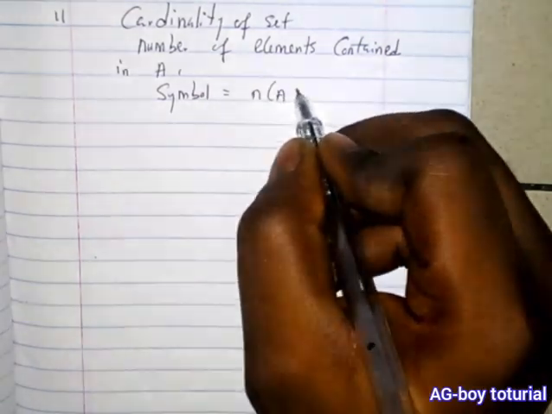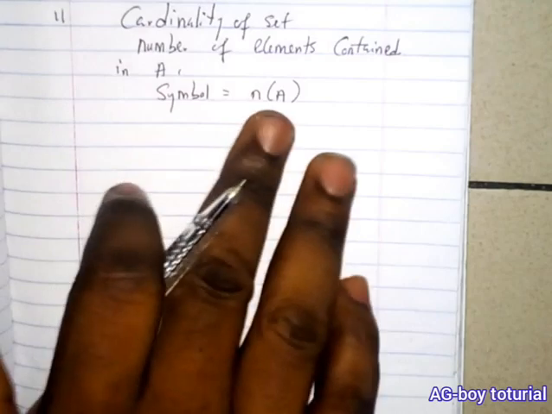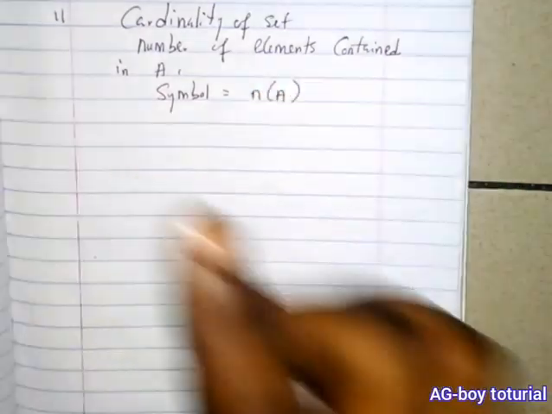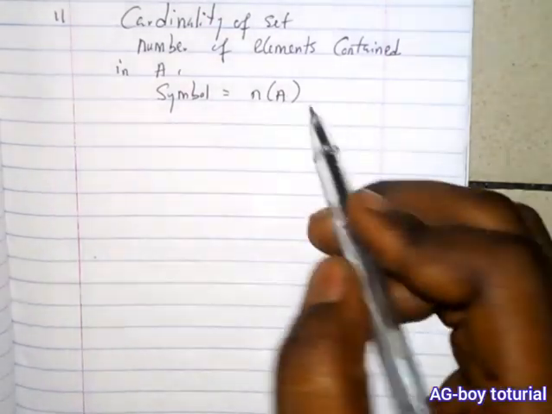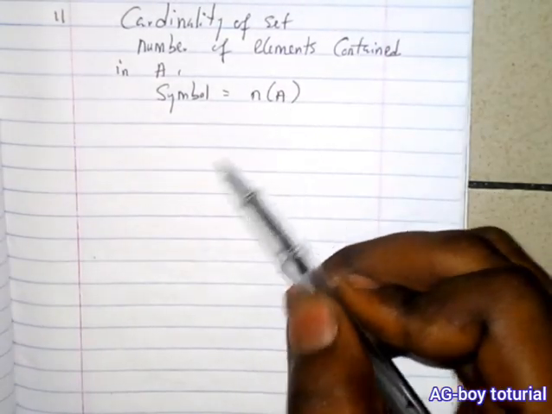N, brackets open, A, then brackets close. So this is how this symbol looks like. If it's B, this A will change to B. If it's cardinality of C, this A will change to C. If it's cardinality of D, this A will change to D.